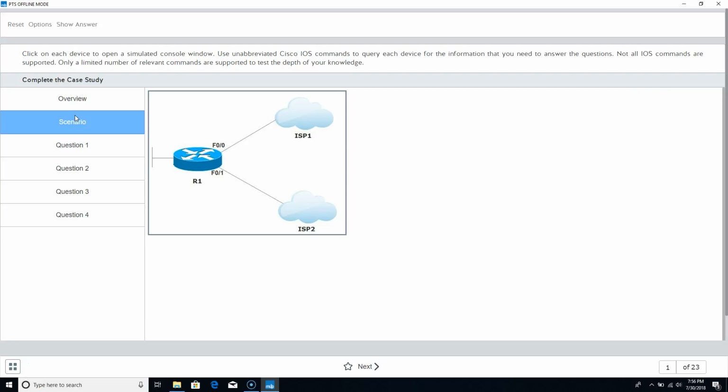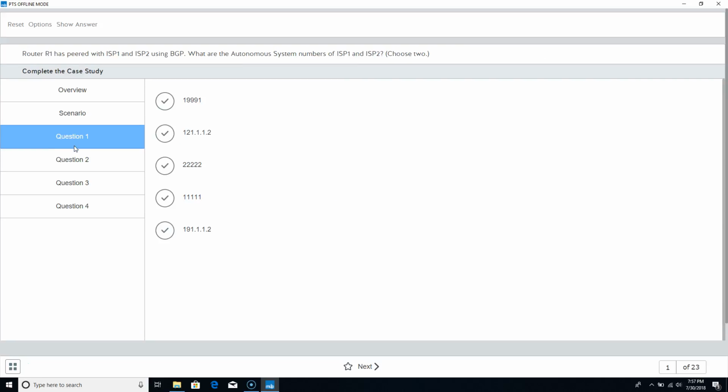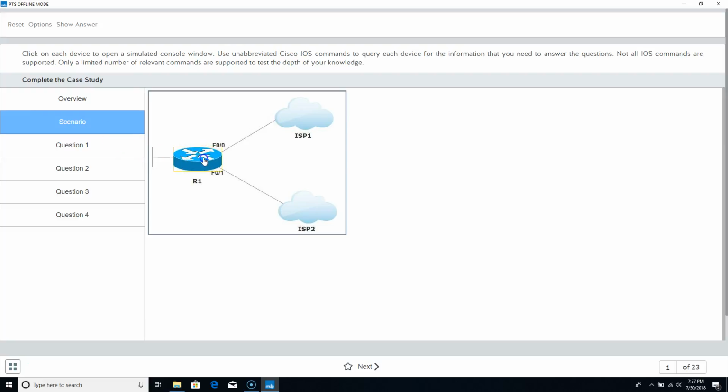You have R1, FA0/1 and FA0/0 respectively go to ISP1 and ISP2. So the question right now: router 1 has peer ISP1 and 2. What is the autonomous system number? Okay. How do you find that? You have to run this command, show IP BGP neighbors.